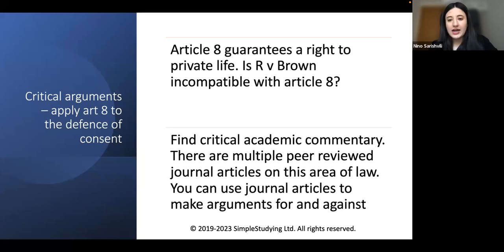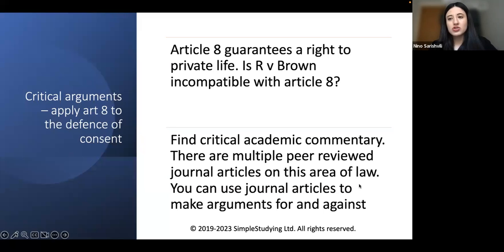There is a lot of academic commentary in this area of law, and for higher grades, I believe that you should have a look at peer-reviewed journal articles and make sure that your arguments here are very detailed and in line with the academic commentary from peer-reviewed journal articles.